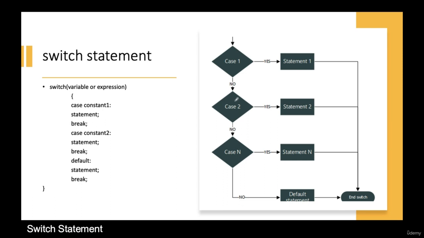So if the third one is met, then it will go to statement number 3 and execute that. Like that, it will execute whichever condition is actually met, that will be true, and then that part will be executed. If none of the conditions are true, we have a default statement and the switch will execute the default statement.